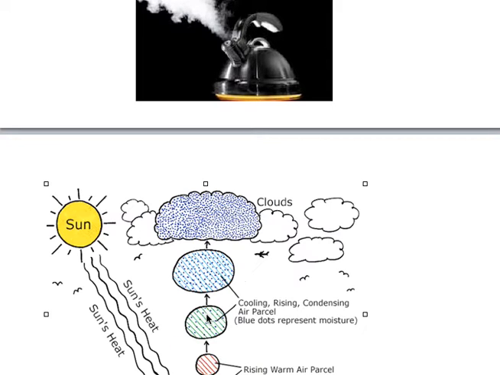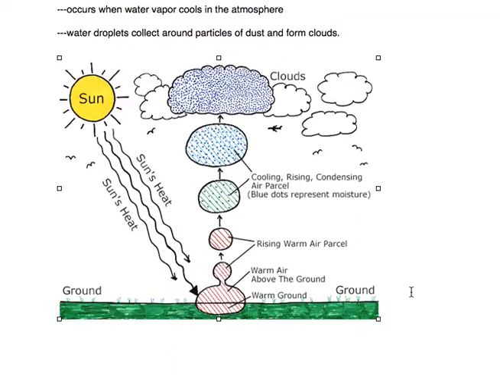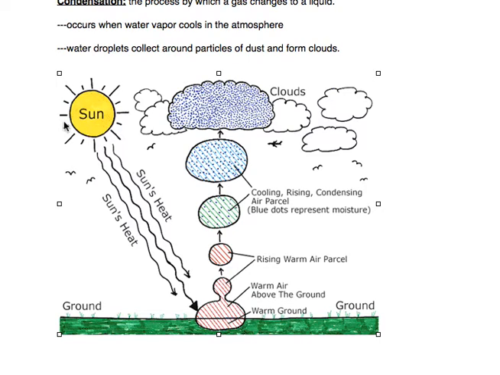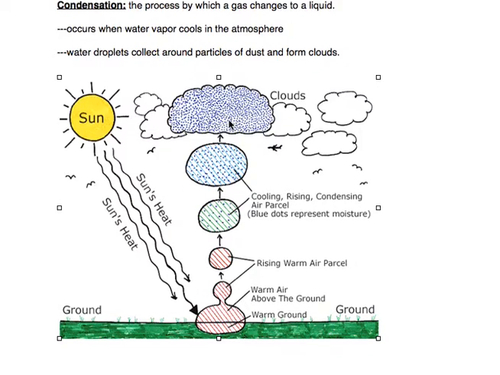Here we have the sun heating up the water on the ground, and it's evaporating and rising. And as it rises, it starts to cool and condense around some dust particles, and it ends up forming clouds. So when you look up in the air, in the sky, and you see clouds, you can think condensation. That's water molecules that have evaporated and then cooled and condensed around some dust particles, and that's what clouds are.